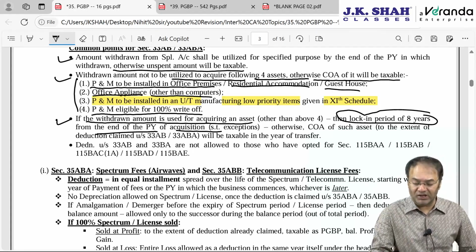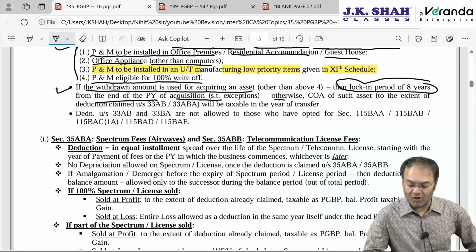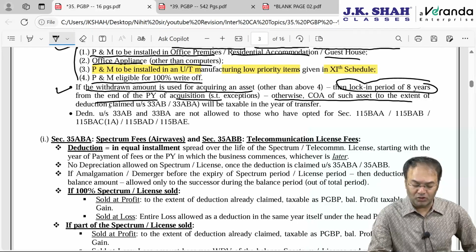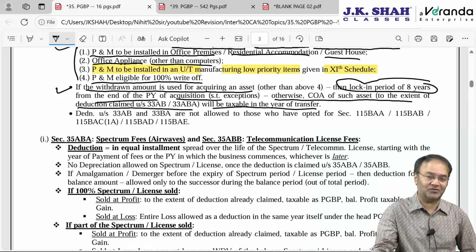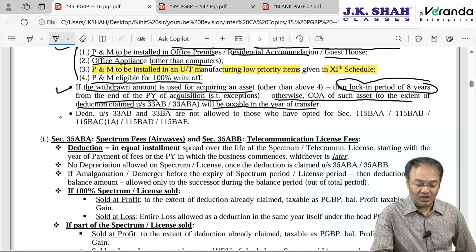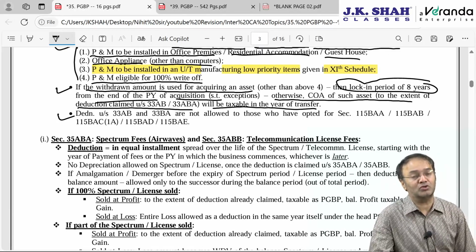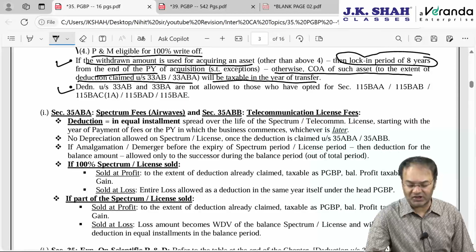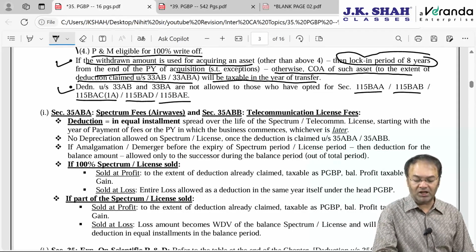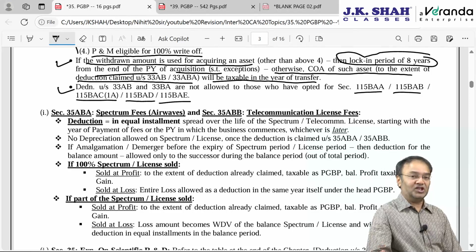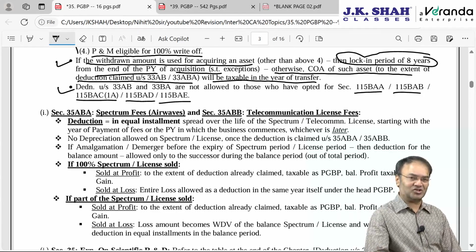If lock-in period is breached, then what will happen? Then cost of acquisition of such asset to the tune of deduction already claimed under this section will be taxable in the year of transferring it before expiry of 8 years. Last point, 33AB and 33ABA, both of them are not allowed to those people who have opted for special scheme under 115BAA, BAB, BAC subsection 1A, BAD and 115BAE. These people are not eligible to claim this deduction.